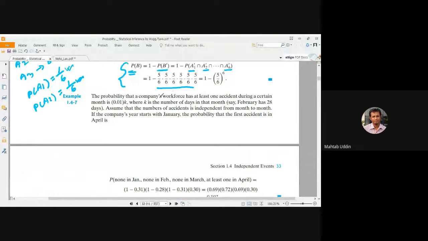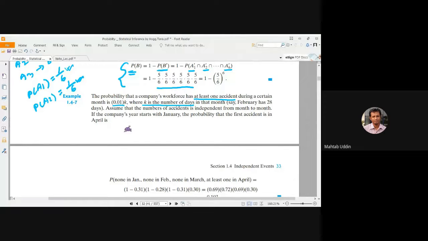The probability that a compound workforce has at least one accident during a certain month is 0.01k. K is the number of days in the month. So the probability of getting an accident in any month is 0.01k, with k the days in the month. So in January k is 31, for February k is 28, for March k is 31. Do you understand?